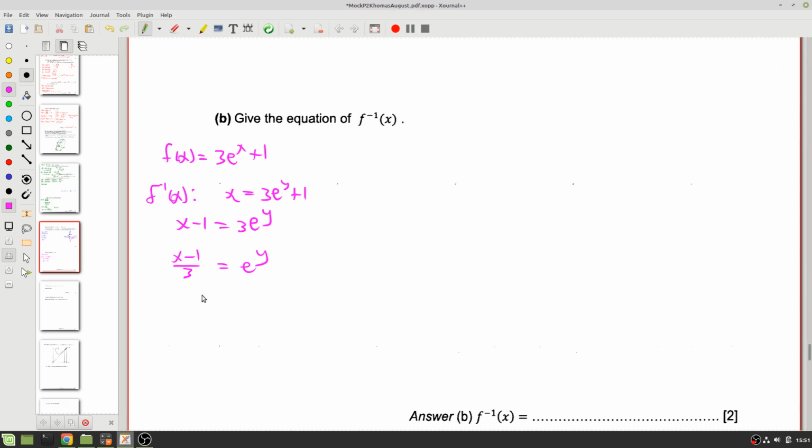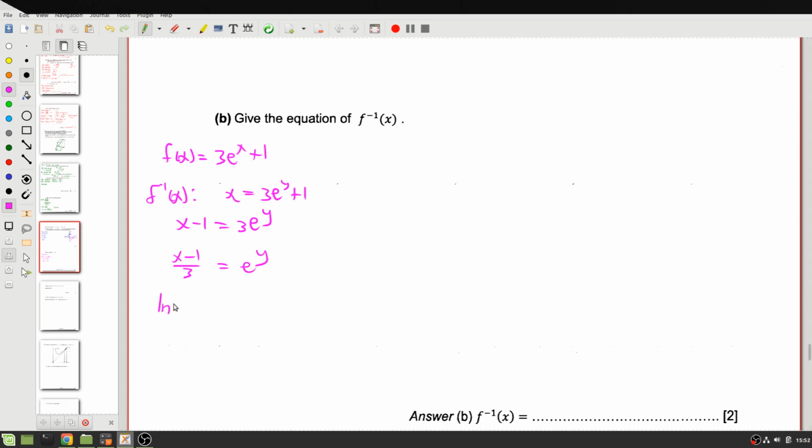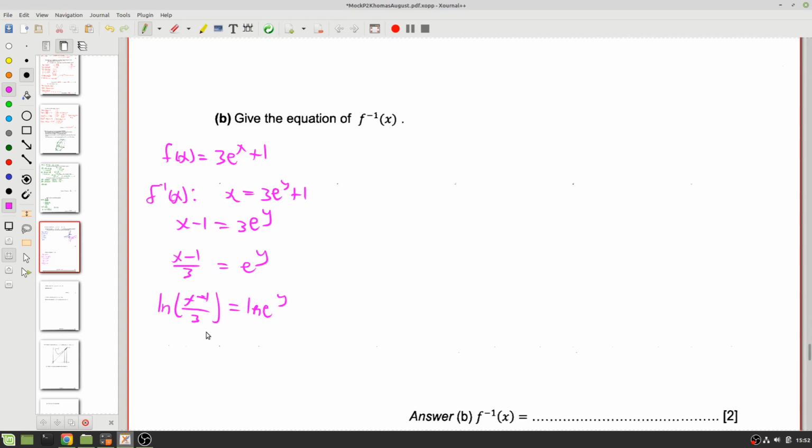And then I just take ln on both sides. And why ln and not log? Well, because ln e will give us 1, and that'll sort things out nicely for us. So if we just take ln of the left-hand side, ln of x minus 1 over 3 equals ln e to the power y. Then we know y can move to the front here, so we'll keep the left-hand side as is. ln of x minus 1 over 3 equals y ln e. And ln e is just the same as 1, so that we can just erase. So there we have it. So the inverse is ln of x minus 1 over 3.